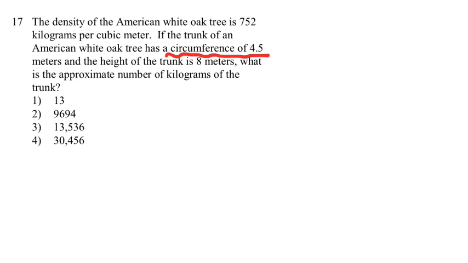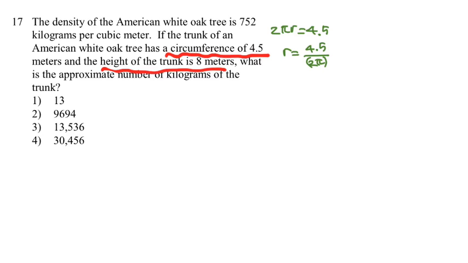Number 17. So density of American white oak tree is 752 kilograms per cubic meter. So notice that we have to check up on the units as well here. So we have one white oak, and then circumference is 4.5 meters, and height of the trunk is 8 meters. So then what are we going to do? We have to figure out the radius. So circumference is 2 pi r, must be 4.5. That means r must be 4.5 over 2 pi. So that becomes our radius.